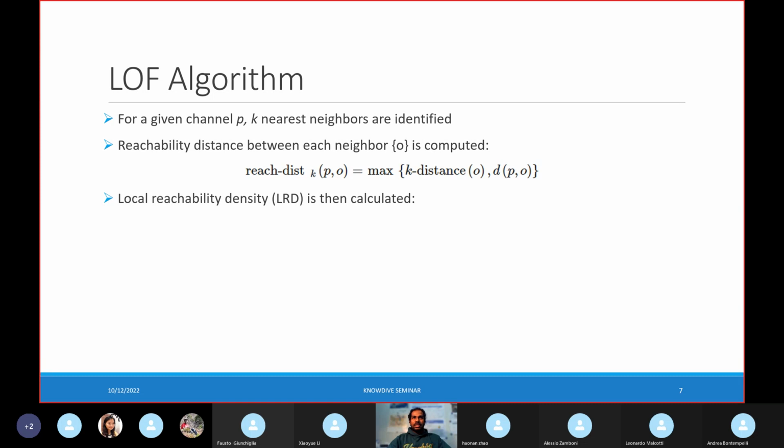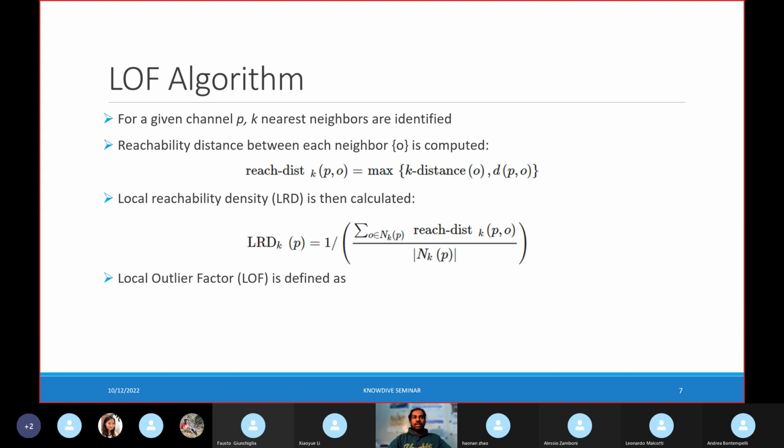The local reachability density, LRD, is calculated, which is basically the inverse of the average reachability distance of P with respect to all of its neighbors. Finally, the local outlier factor is defined as the average of the ratio of the local reachability density of the neighbors with respect to that of the point P.